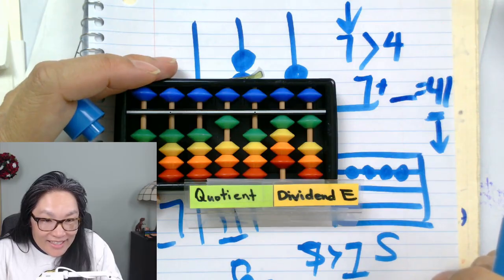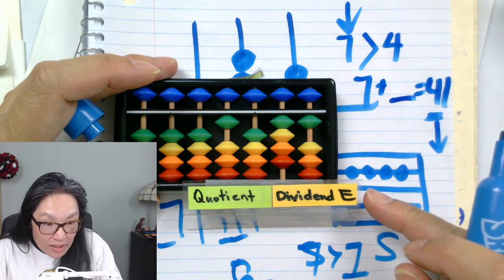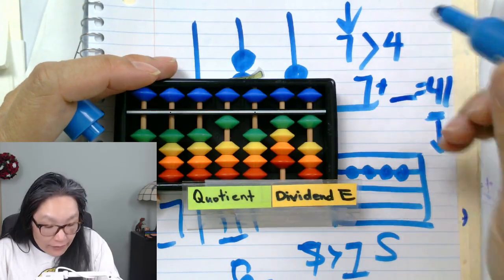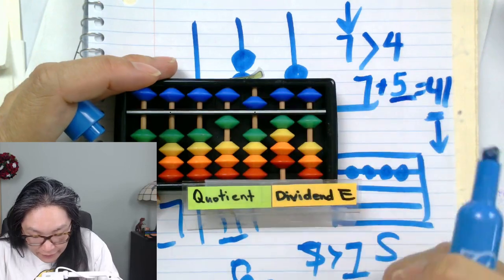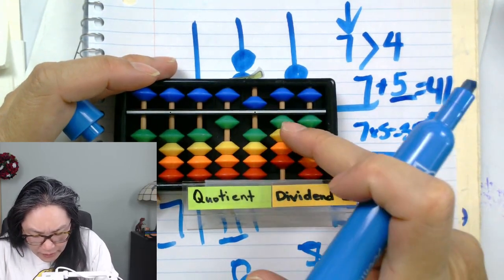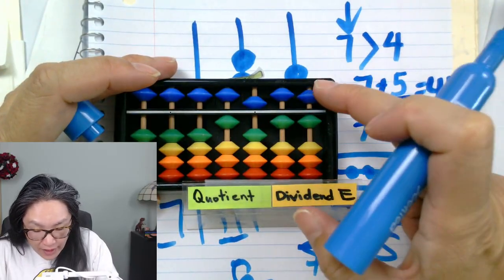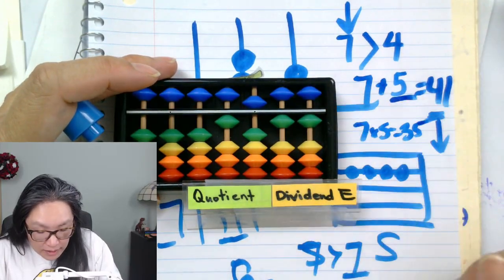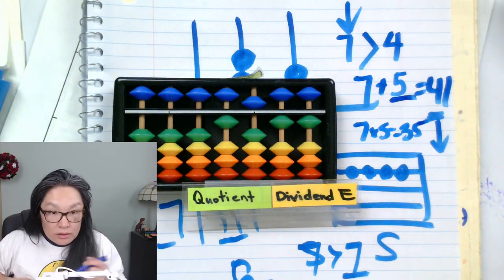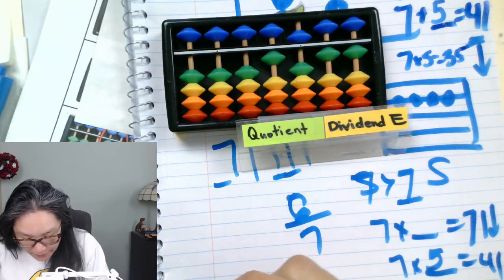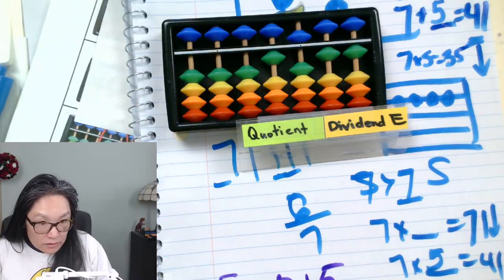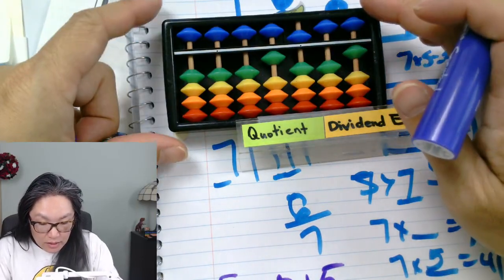So 7 times what is equal to 41 or less? We just jumped into division. 5. 5 times 7 is equal to 35. Take away 30, take away 5. Cannot take away 5. How do I take away the 5? I need to minus the 5. Minus the 5 is equal to minus the 10 plus the 5. So I minus the 10 and I plus the 5.